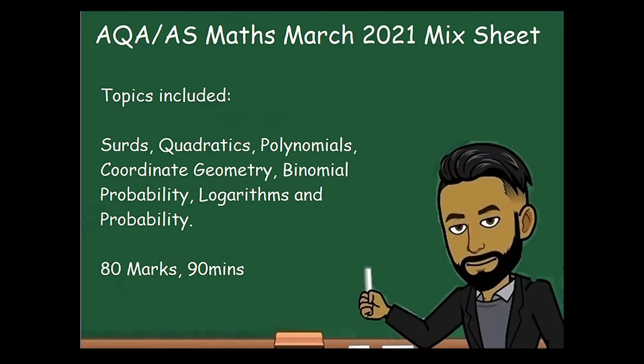So in this video we'll be doing a Maths March 2021 mix sheet and going through some exam questions covering the topics of surds, quadratics, polynomials, coordinate geometry, binomial probability, logarithms and regular bog standard probability. Now the mix sheet is marked out at 80 marks and should last around about 90 minutes.